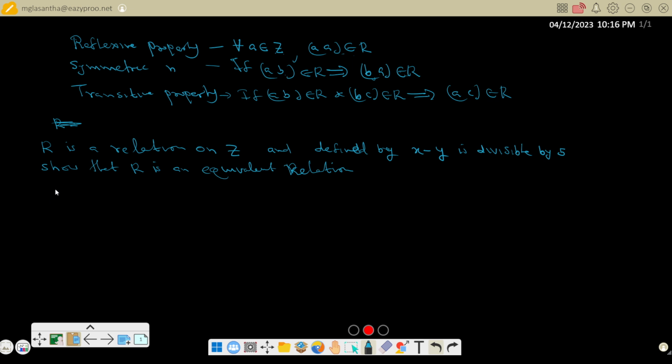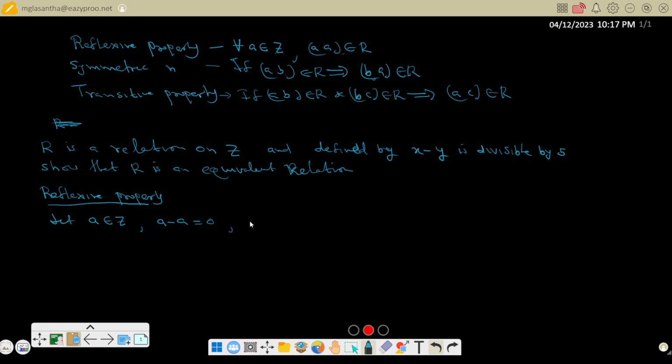Equivalence relation. First you have the reflexive property. Check whether the reflexive property is true. Let a belong to Z. If a belongs to Z, it means a is an integer. Then what is a minus a? a minus a is equal to 0.